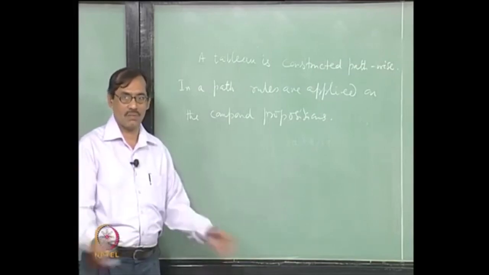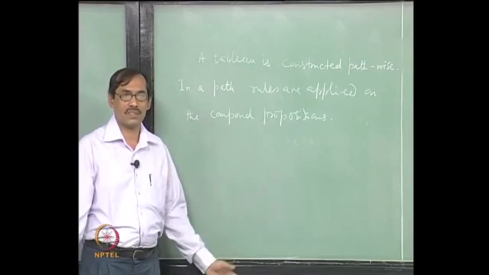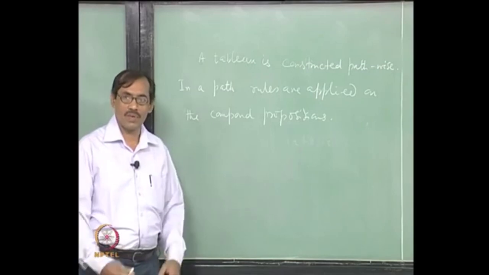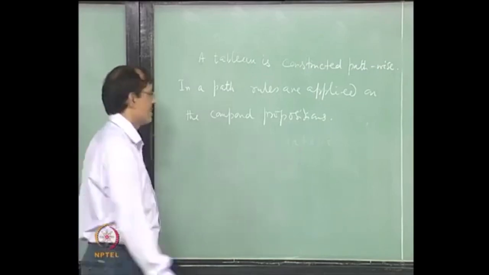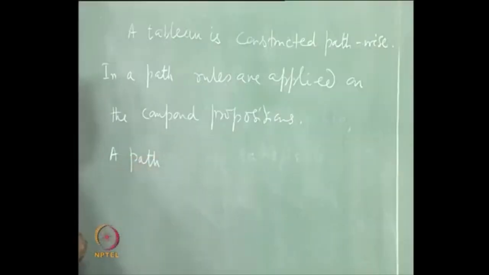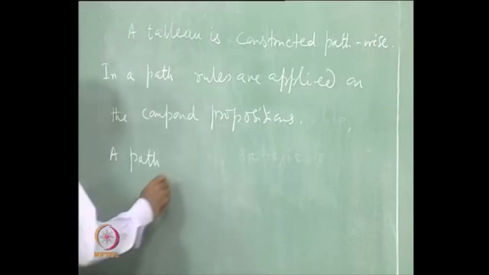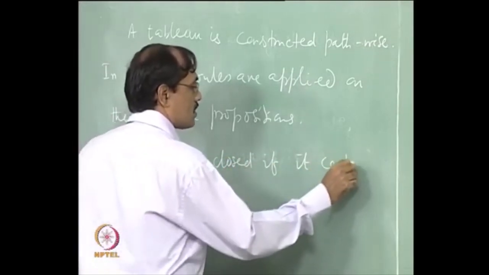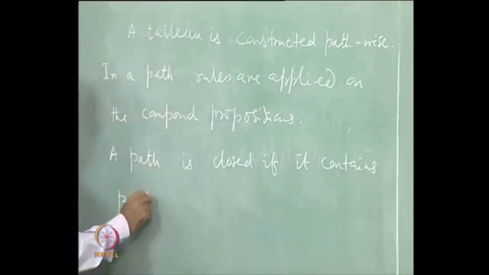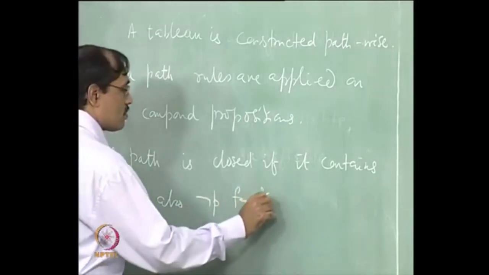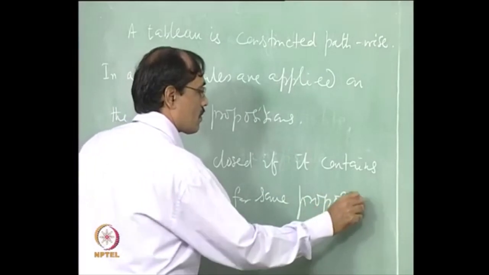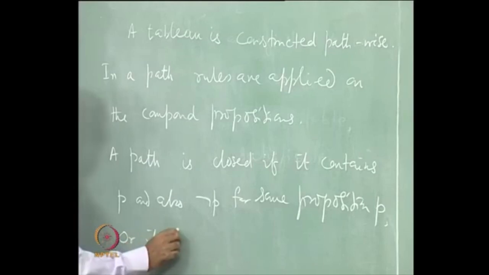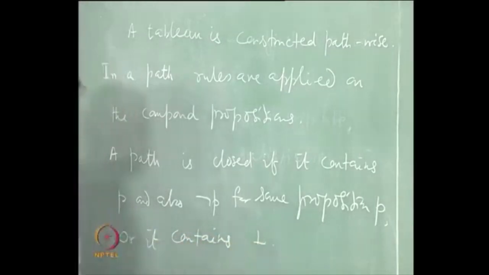Sometimes you need not construct the whole tableau. Somewhere you find P and not P for some proposition, you close it. So there is no need to go further, fine? But if you want to go further, then we should give a name for that kind of tableau, right? So you say that a path, path means path from root to leaf, wherever you are now, the current leaf. So a path is called closed if it contains P and also not P for some proposition P, or it contains bottom. Otherwise, we say the path is open.